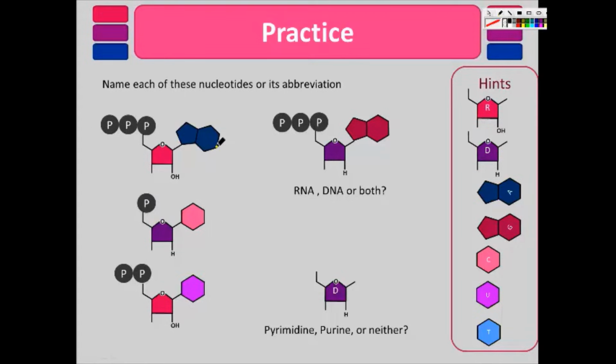This first nucleotide has a ribose sugar, 3 phosphates, and an adenine base. So we'll label it ATP for adenosine triphosphate.